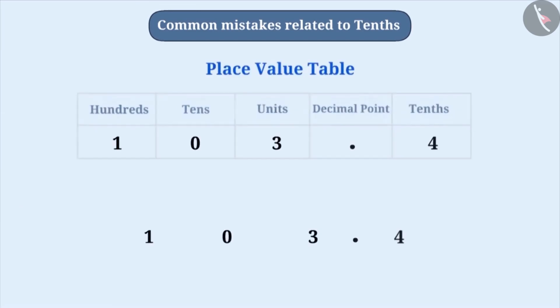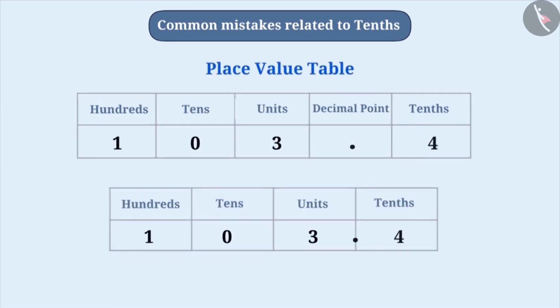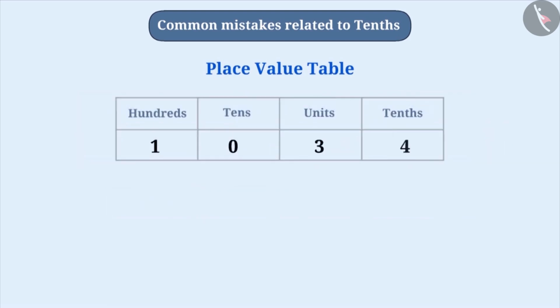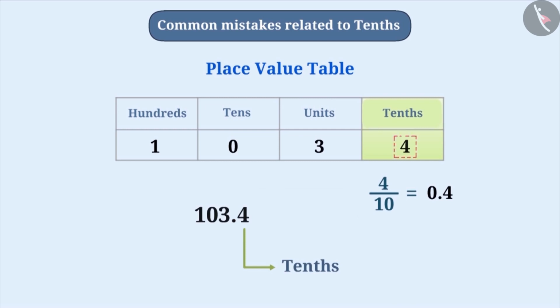Now let's see some common mistakes related to tenths. While representing decimal numbers in the place value table, some students represent the decimal point also in the place value table. This is incorrect. We represent numbers in their position in the place value table because the value of digits in a number depends on its position. For example, in 103.4, 4 is at the tenths place. So its value is 0.4. But in the place value table, we represent it only as the digit 4. Here, we don't represent the decimal point.